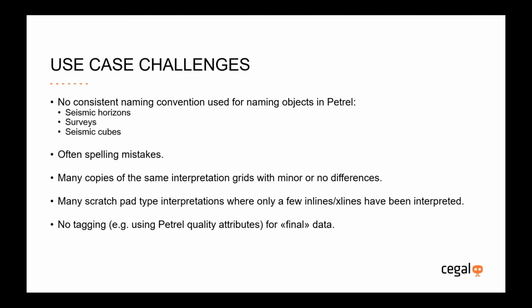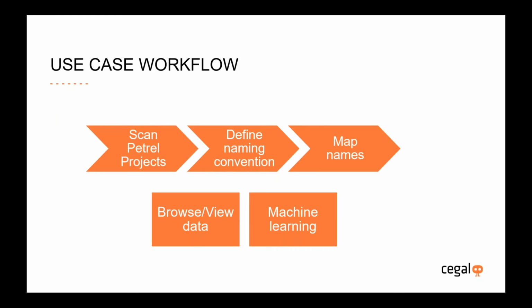And lastly, the use of tagging, for example, Petrel quality attributes to mark final data, hasn't really been readily used across companies as well. So the workflow we propose to solve this and to identify what type of seismic interpretations you have across your projects is to scan your Petrel projects using the Blueback Project Tracker.